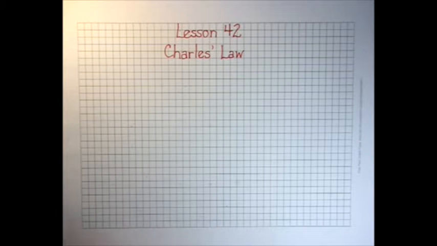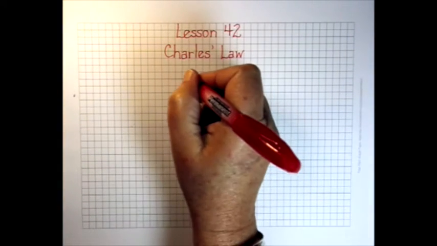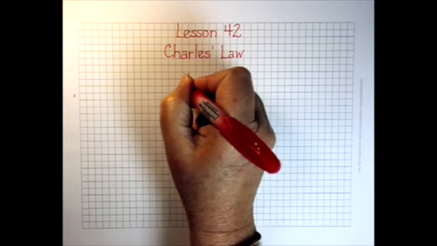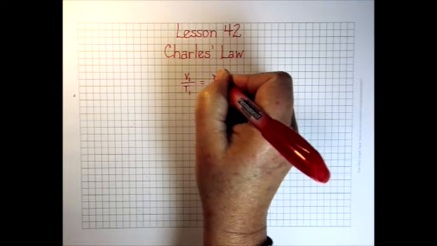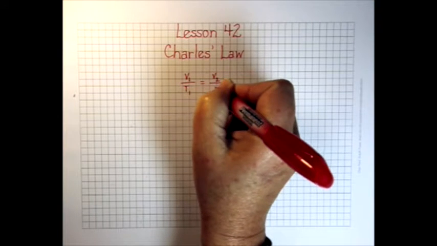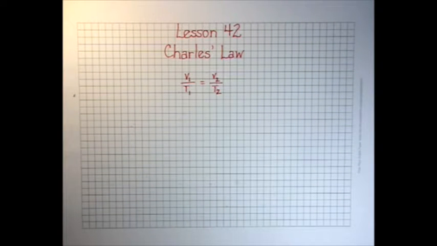So the equation for Charles' law, and again, the temperature has to be in kelvins, or this form of the equation will not work. No kidding. Do not pass go, do not collect $200. The equation says that the first volume divided by the first temperature is equal to the second volume divided by the second temperature. And that's Charles' law. Also, very simple, very straightforward.